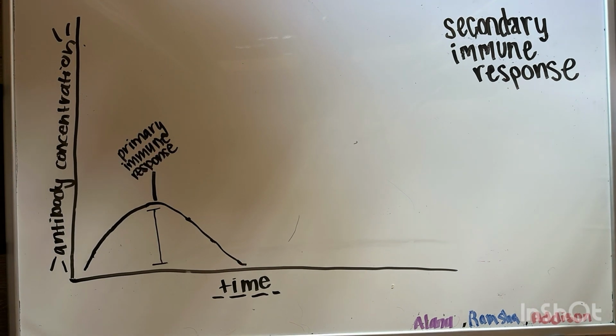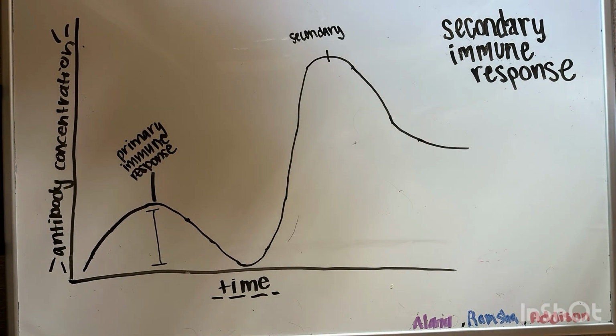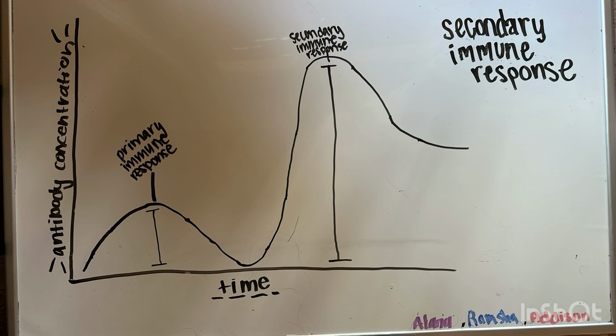This graph illustrates the difference between the antibody concentration of the immune responses over time. With the first exposure, there are fewer antibodies produced over a longer amount of time than the secondary exposure, in which a large amount of antibodies are produced in a short amount of time. This is what makes the secondary response so important.